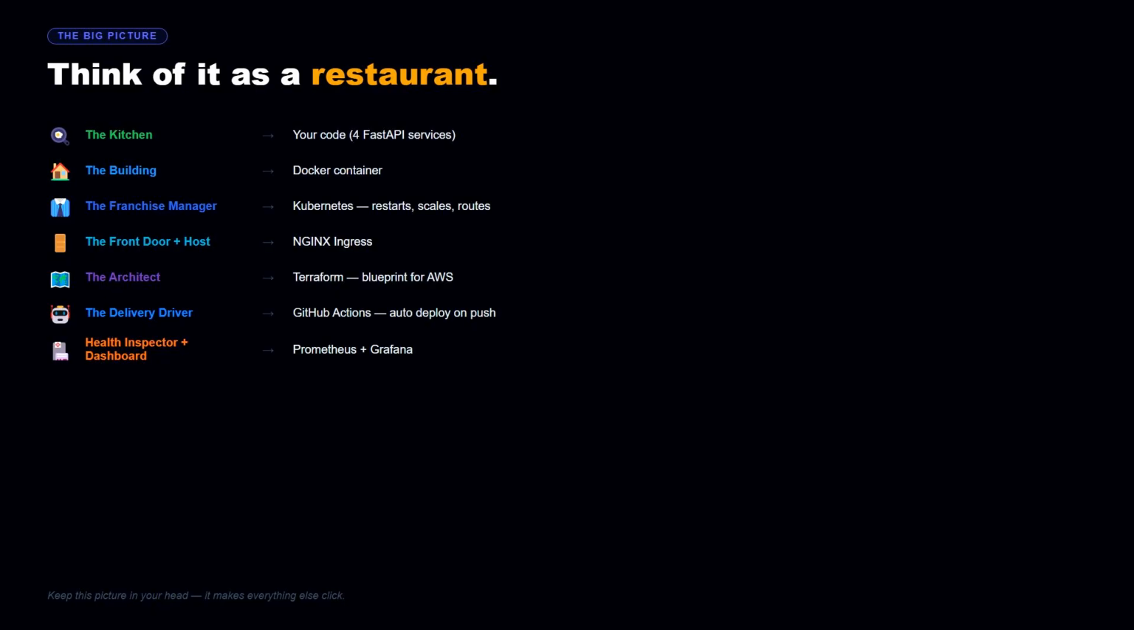NGINX is the host inside who directs you to the right table. Terraform is the architect who designed the building. GitHub Actions is the delivery driver who brings updates. And Prometheus and Grafana, that's the health inspector and the dashboard on the wall. Every tool has a job. Keep this picture in your head. It makes everything else click.